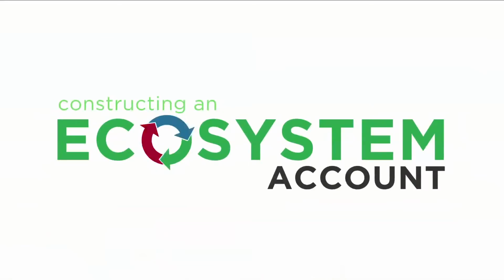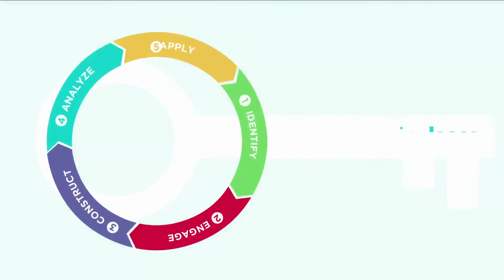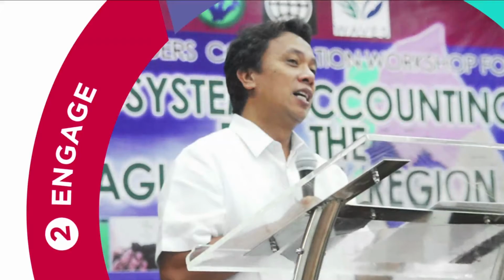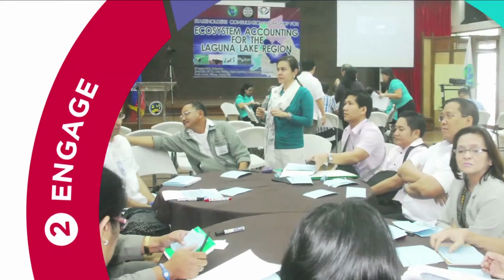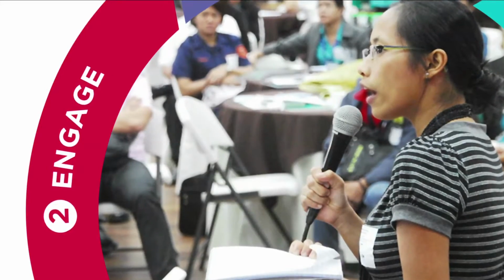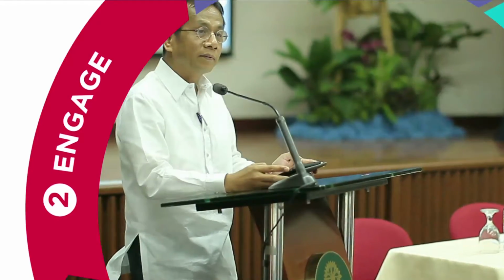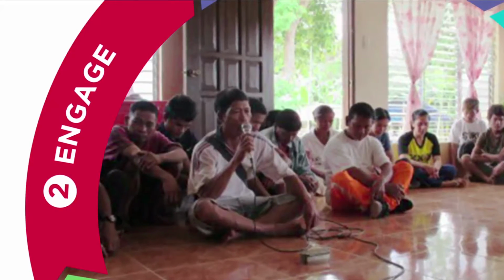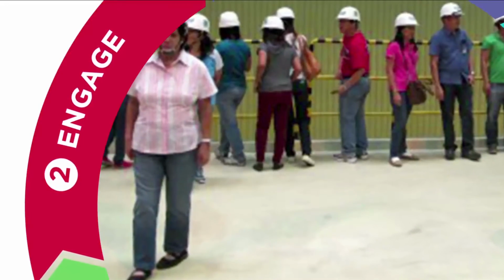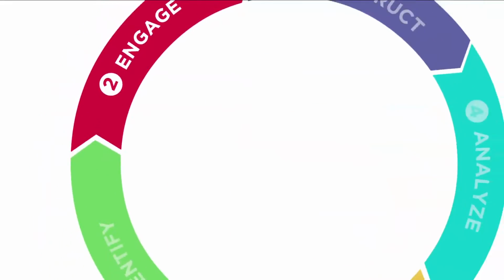Constructing an ecosystem account is a multidisciplinary process. Collaboration is key. The second step is to engage all key stakeholders right from the start: government, civil society organizations or CSOs, and special interest groups. Initiating consultations with communities dependent on ecosystem services and involving policymakers are key. Additionally, follow-up meetings with special interest groups and field visits help increase understanding of ecosystem accounting. Bringing these groups together is crucial for the effective management of the ecosystem accounts.